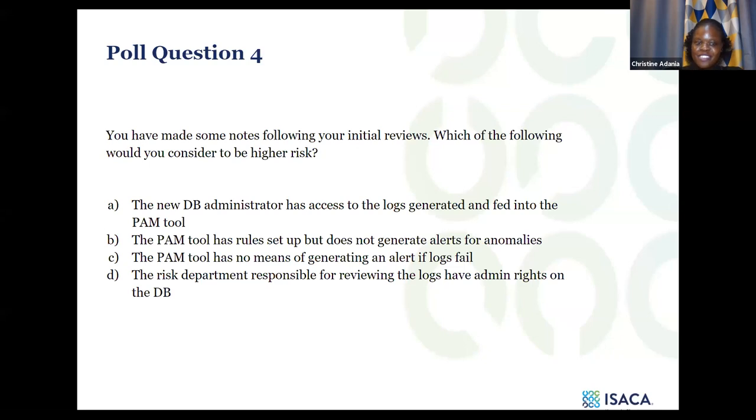So if we're addressing the problem, the risk department already has access to privileged, super user rights. But they have also been tasked with the responsibility to review those logs. How effective do you think it can be? Very, very ineffective. Or they themselves may actually be the problem. So that's, I think, the top risk. And then there's also the DB administrator who has access to the logs generated and fed into the PAM tool. Maybe they don't have access to delete, they can only view, maybe. But that also presents a very, very high risk. Then the rest of them are also risks, but not as high as this risk department person.